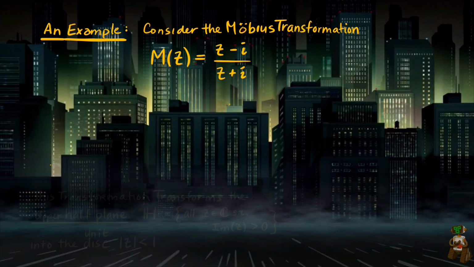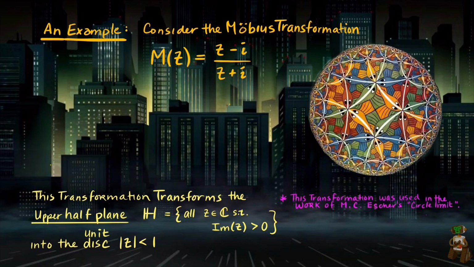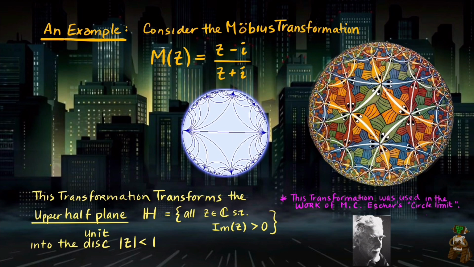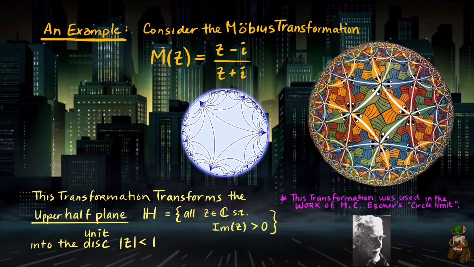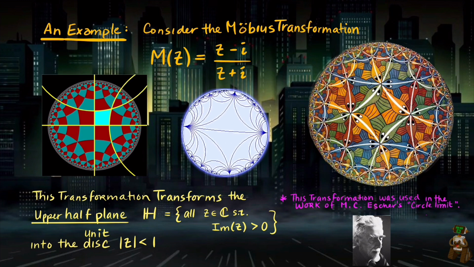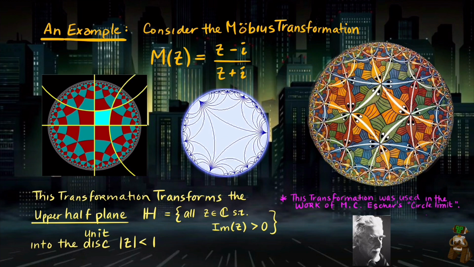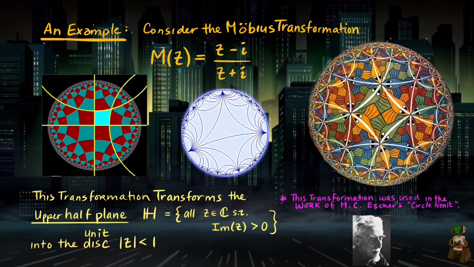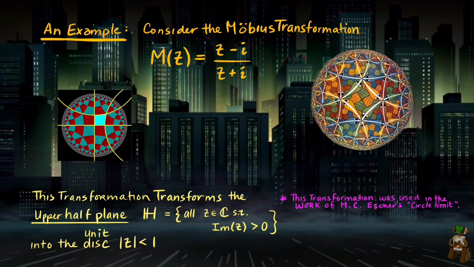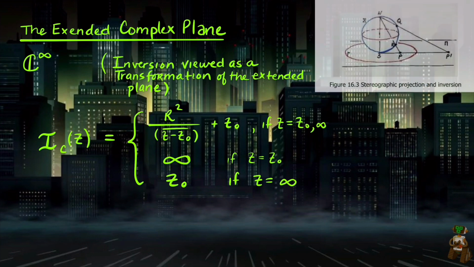At first glance, this may not seem that extraordinary, but this transformation transforms the upper half plane, sometimes called H, in which all the imaginary parts are positive, into the unit disk. This transform was used by the artist M.C. Escher in his Circle Limit works. Here is just one of those works, and it employs hyperbolic geometry. If you like this, I highly recommend checking out his work. And here's a plot of that Mobius transformation.